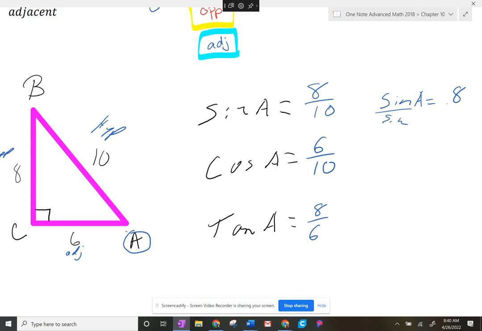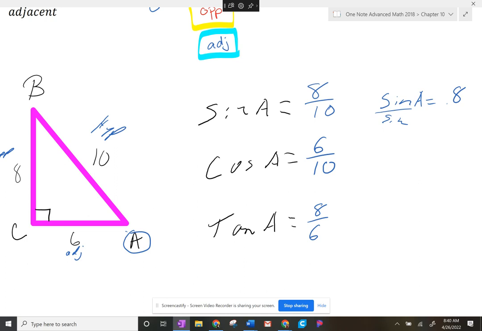What'd you get for your angle? 4.58. Should have been 53. You put 0.08 instead of just 0.8, okay.